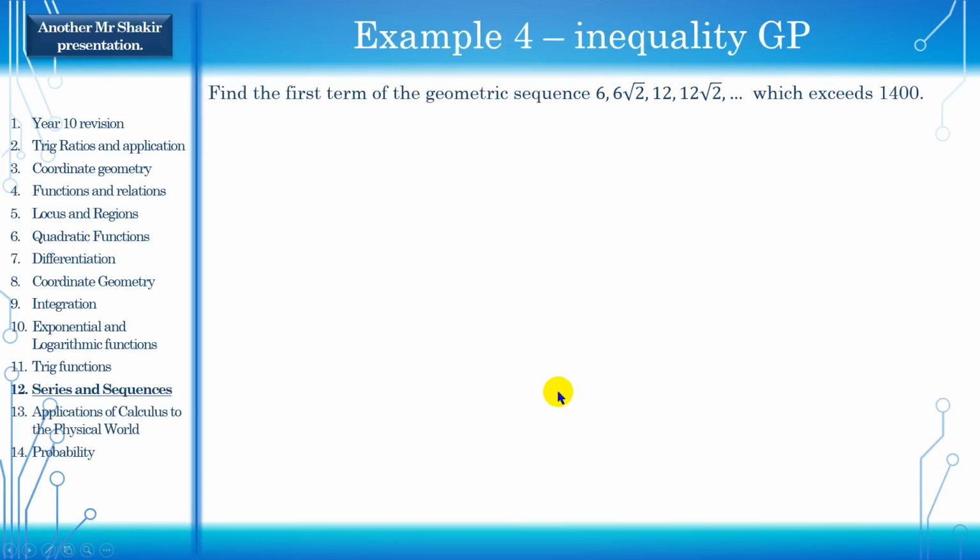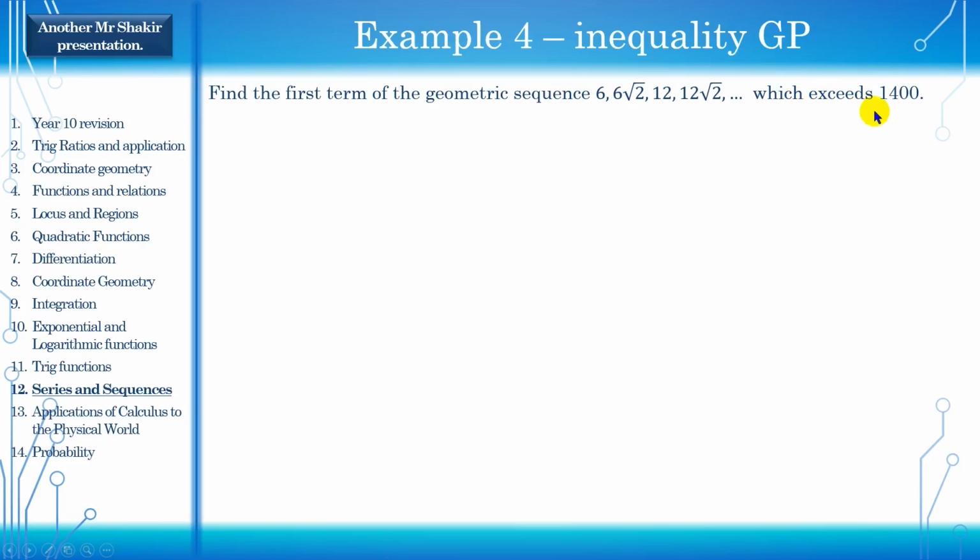Alright, example 4, inequality type question. Find the first term of the geometric sequence 6 square root 2, 12, 12 square root 2, which exceeds 1400. Before we go further, you should have noted that it's alternating between surds and non-surds. So r is going to have a square root. I did point this out earlier, hopefully you haven't forgotten.